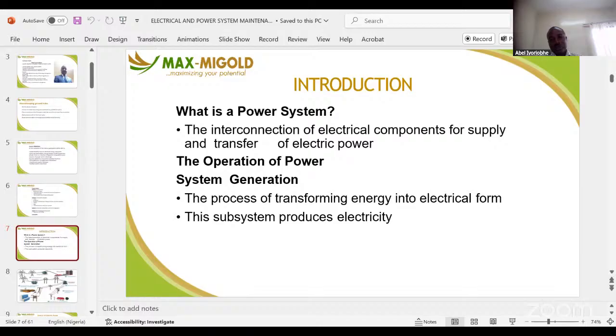Like in production, a producer has not produced anything until it gets to the table of the consumer. So that is economics. The same thing applies to your power. You are not generating for yourself, you are generating for end users. So the operation of power system generation is the process of transforming energy into electrical form, and this energy is divided into subsystems that produce electricity.